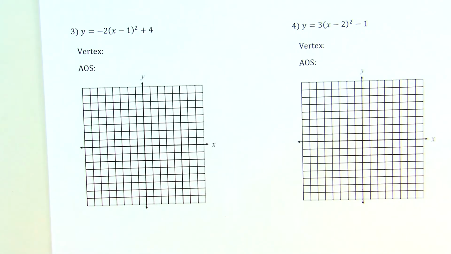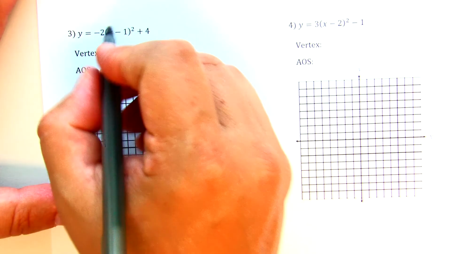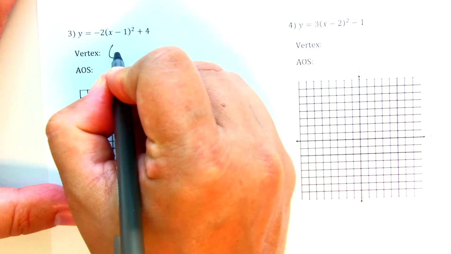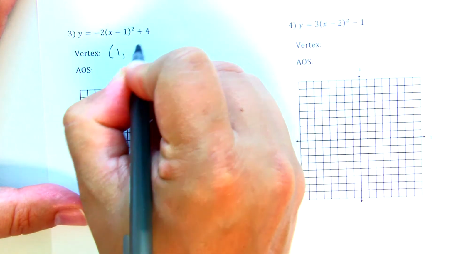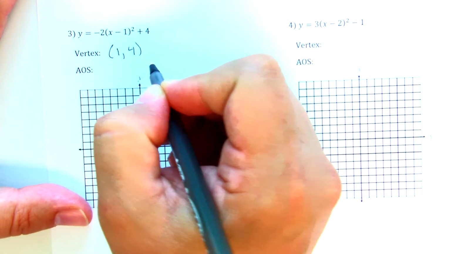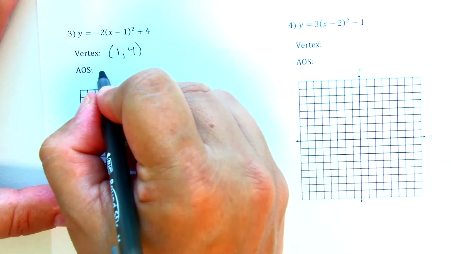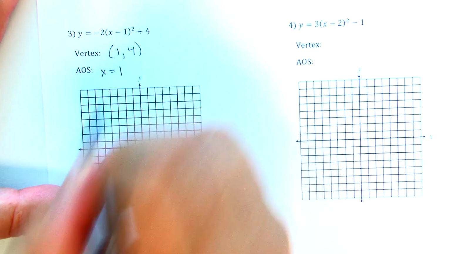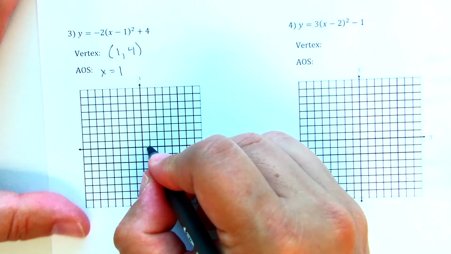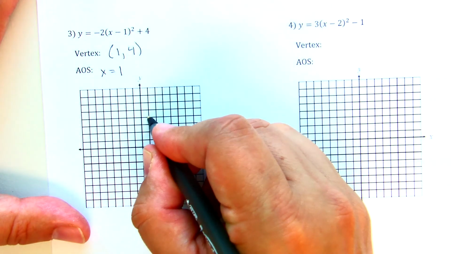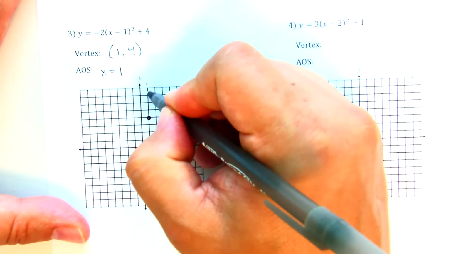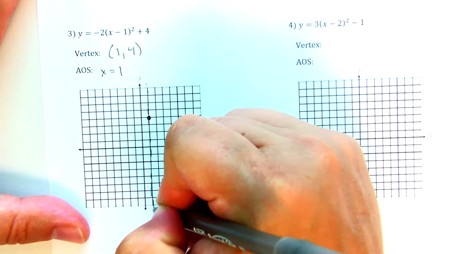Okay. Let's do another one. Vertex is going to be at, remember we flipped the sign here, so positive 1. Don't flip that sign. Positive 4, so there's our vertex. Axis of symmetry is at x equals 1 through the vertex. So let's plot that first. Here's 1, 4. Here's my axis of symmetry.